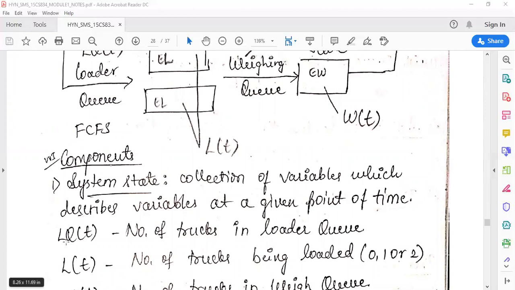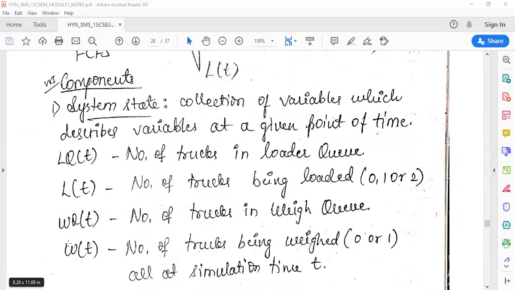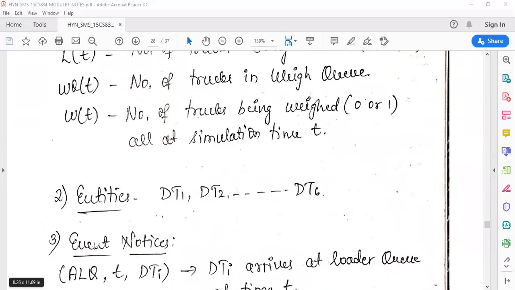What are the different variables we have here? We have LQ(t), the number of trucks at the loader queue. L(t) is the number of trucks being loaded. WQ(t) is the number of trucks in the weigh queue. W(t) is the number of trucks being weighed. All of these are defined at a simulation time t. That is the first component.